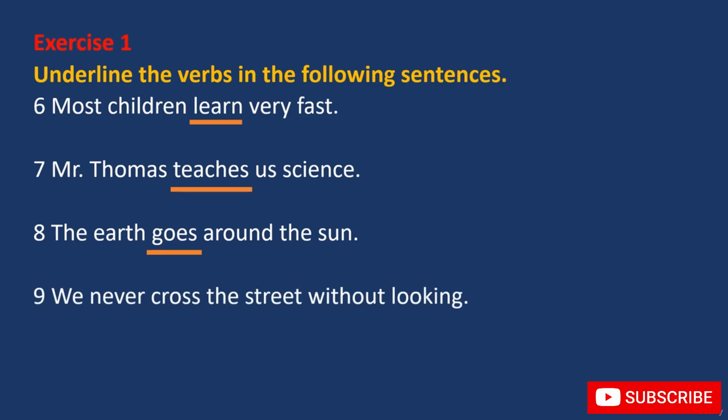We never cross the street without looking. We said that the verb is directly after the subject. The subject here is we, but never is not the verb because it does not express action. We never cross the street without looking. The word cross expresses action, so this is the verb. Many stores close on Sunday. Many stores, this is the subject, and the verb is close. Excellent. All of you are great.